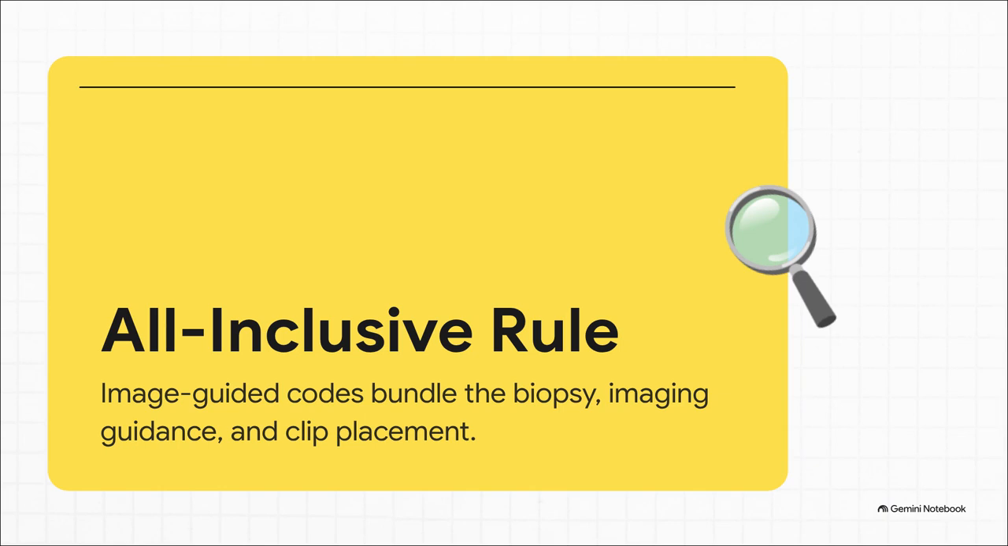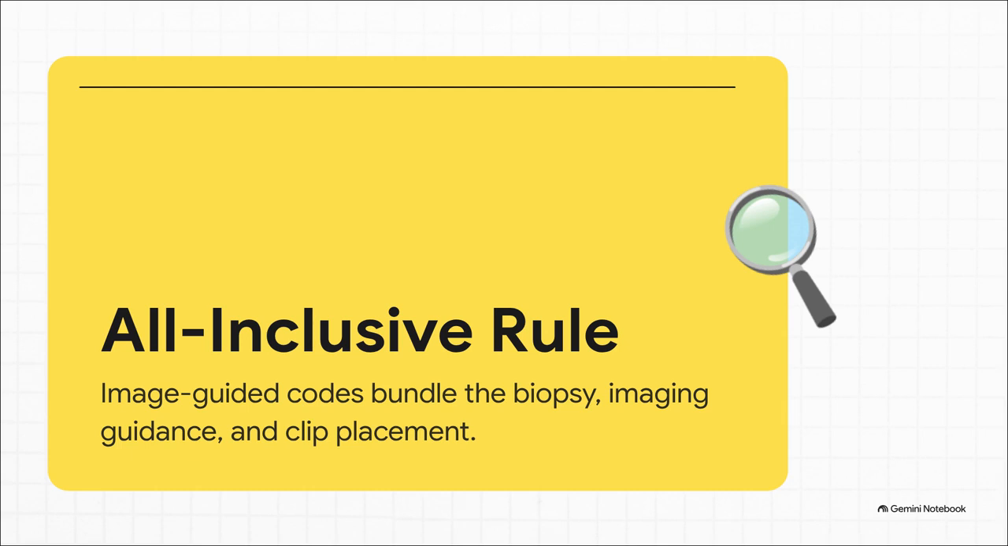And because this clinical process is so wonderfully unified, the coding system treats it exactly the same way. Enter what I like to call the golden all-inclusive rule for CPT codes 19081 through 19086. When you use these image-guided percutaneous biopsy codes, they inherently include three specific elements: the needle biopsy extraction itself, the specific imaging guidance used, and the placement of any localization clip or metallic pellet.